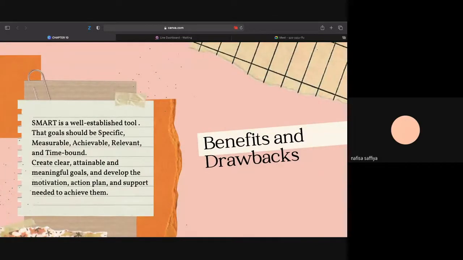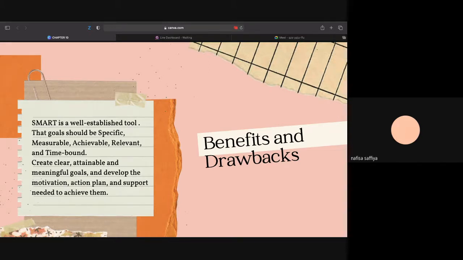Okay, lastly, we will be moving on to the benefits and drawbacks. After we have explained the SMART acronym and the SMART concept, let us look at the benefits that we have. SMART is actually a well-established tool, and the goal should be specific, measurable, achievable, relevant, and time-bound. SMART creates clear, attainable, and meaningful goals to develop the motivation, action plan, and support that is needed to achieve them.